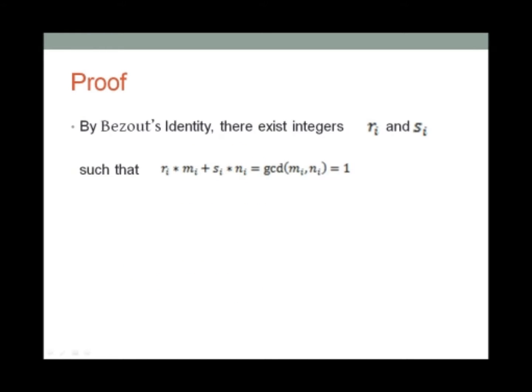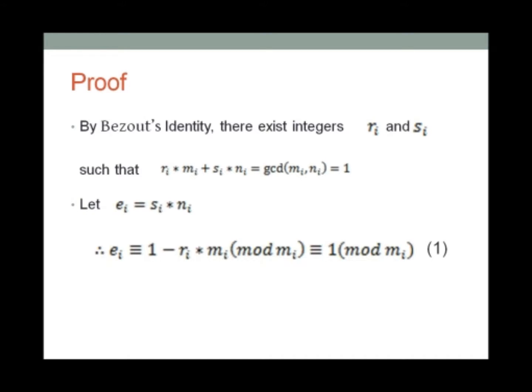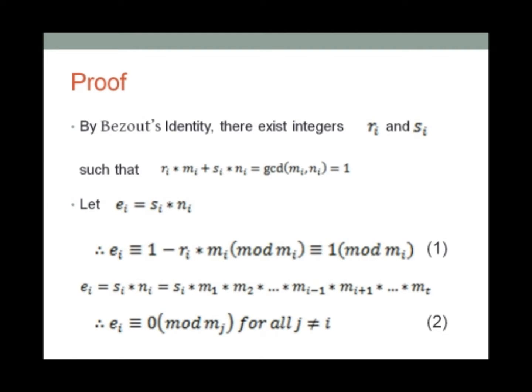Now let's come back to the proof. Apply Bezout identity for Mi and Ni, which are co-prime. There exist integers Ri and Si that satisfy the following equation. Let Ei equal Si times Ni, then it's obvious that Ei is equal to 1 mod Mi, and Ei equals 0 mod Mj for all j not equal to i.